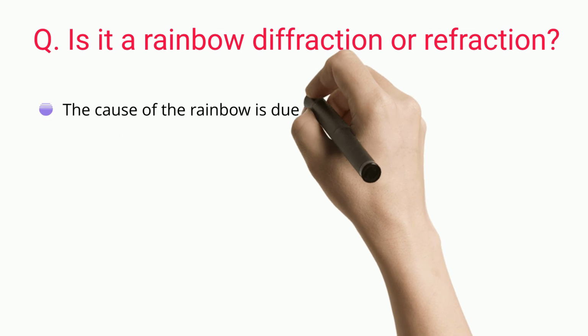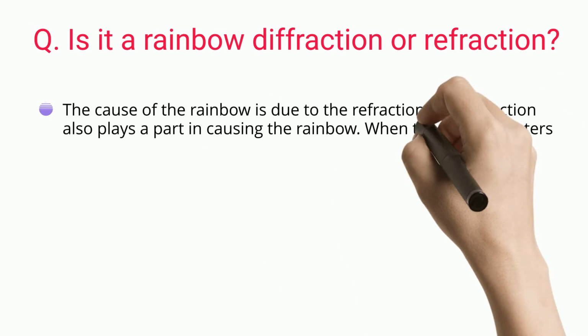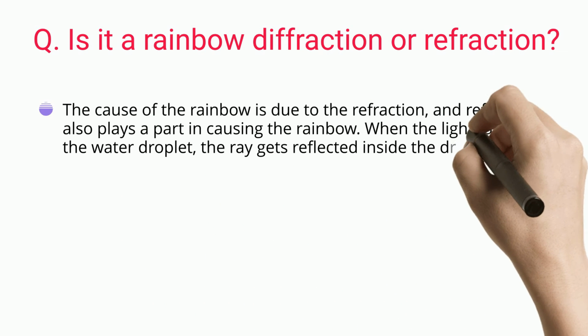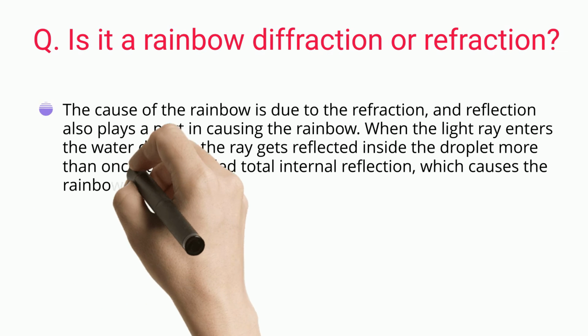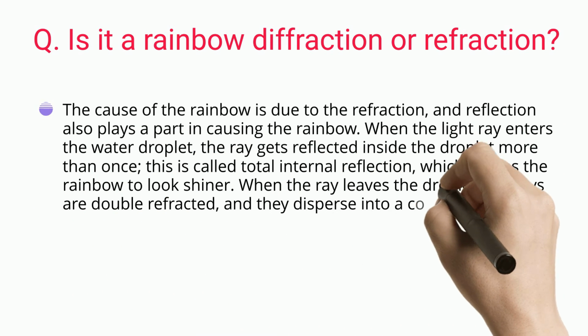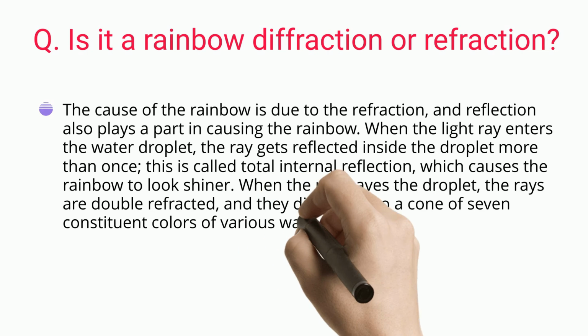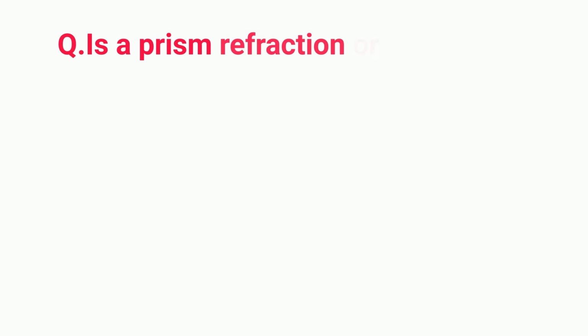The cause of the rainbow is refraction, and reflection also plays a part in causing the rainbow. When the light ray enters the water droplet, the ray gets reflected inside the droplet more than once. This is called total internal reflection, which causes the rainbow to look shinier. When the ray leaves the droplet, the rays are doubly refracted, and they disperse into a cone of 7 constituent colors of various wavelengths.